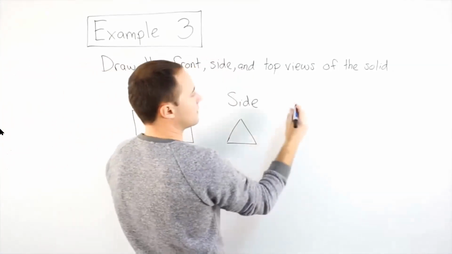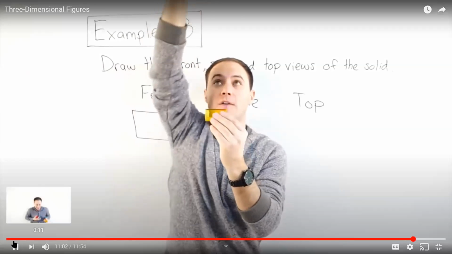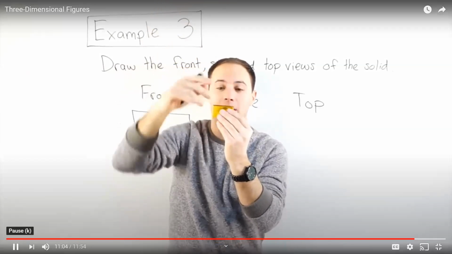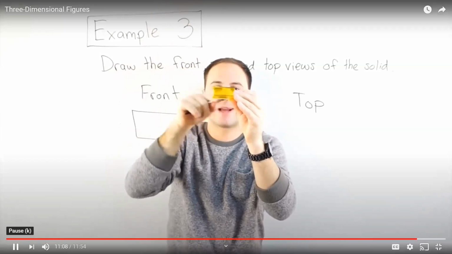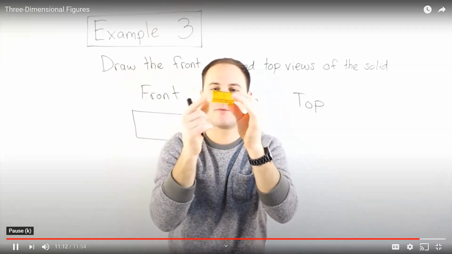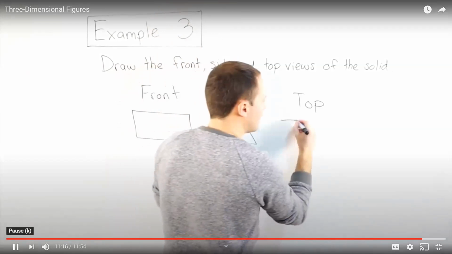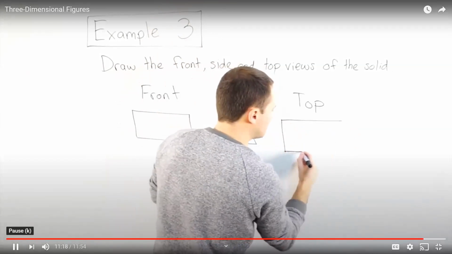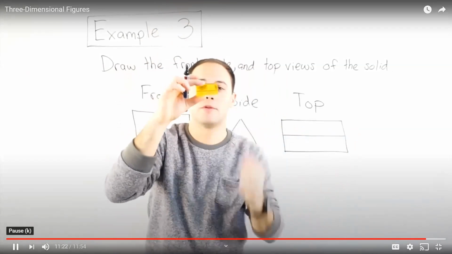And finally, the top. What does it look like when you look at this figure from the very top, straight down? If I turn it and you look, it's going to look like a rectangle with this line right in the middle, for that top edge. So that's your top view. You're going to have another rectangle, but it's going to have that line going right through the middle.